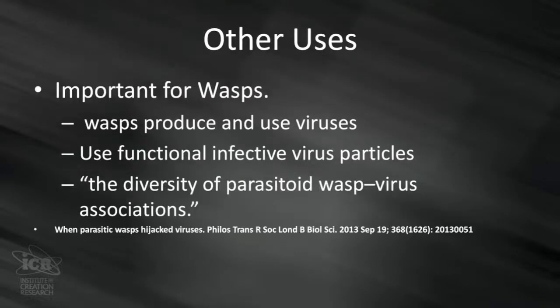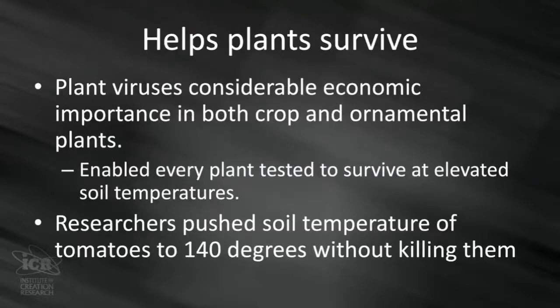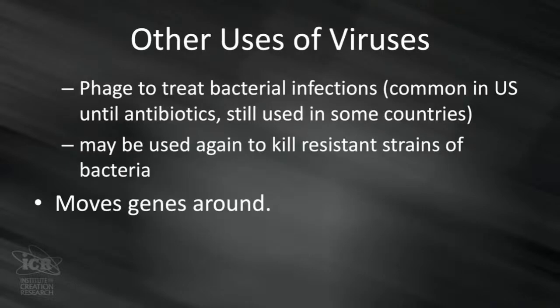Other uses: they're important for wasps. Wasps produce and use viruses, and they have functionally infective virus particles. The diversity of parasitoid wasps is enormous. Viruses help plants survive. One of the main things is that they're everywhere. They're used to treat bacterial infections, which I mentioned, and they can be used to kill resistant strains of bacteria.